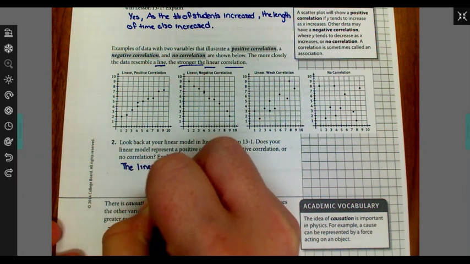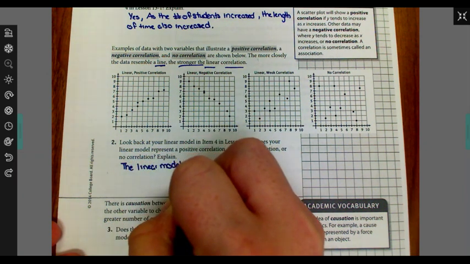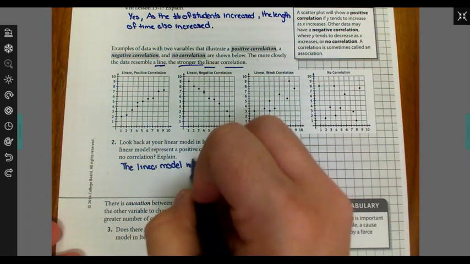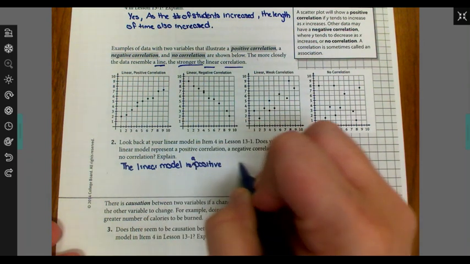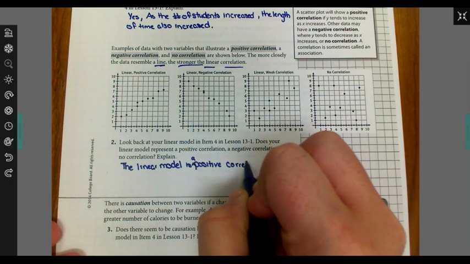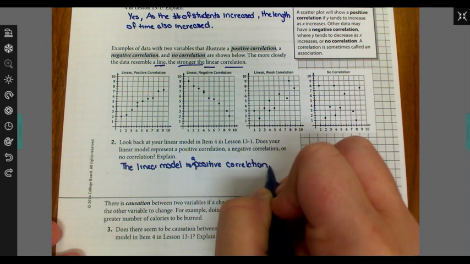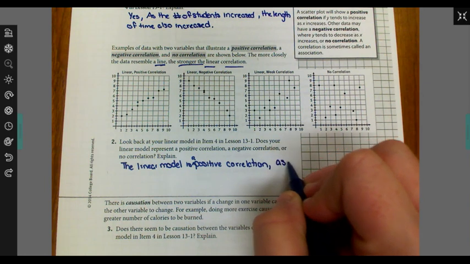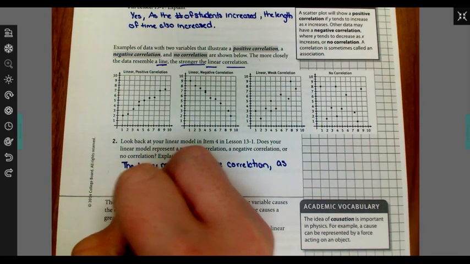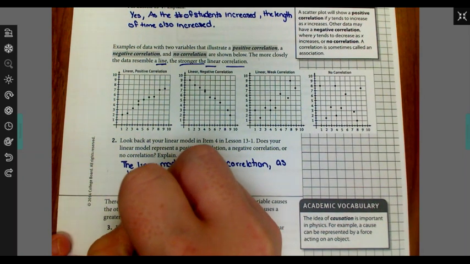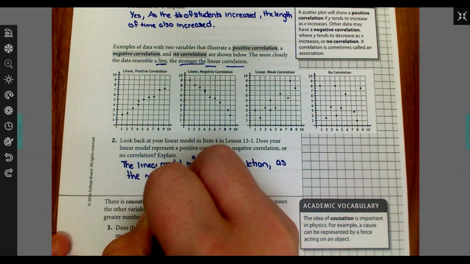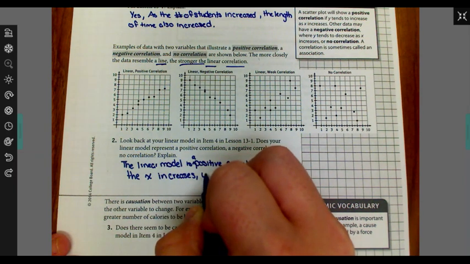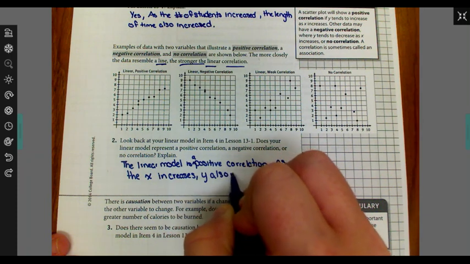The linear model is a positive correlation. It does ask me to explain. As the X increases, Y also increases.